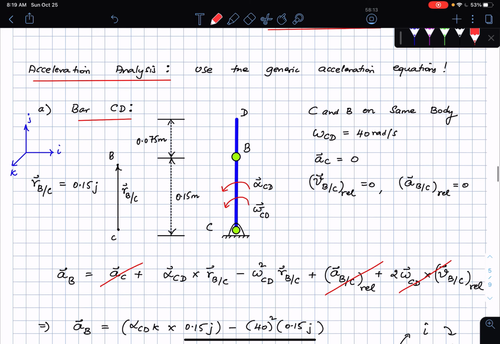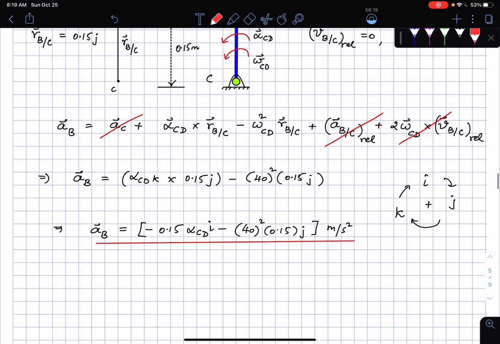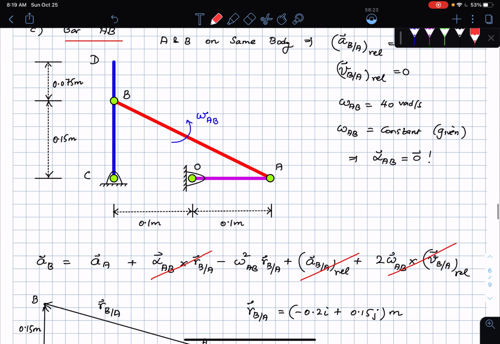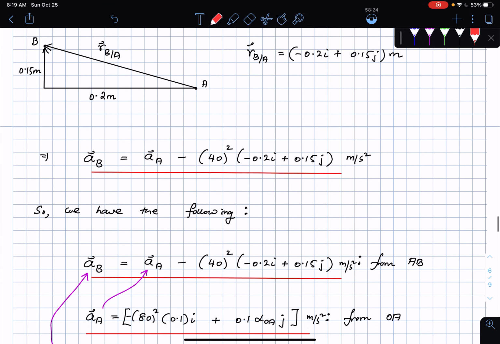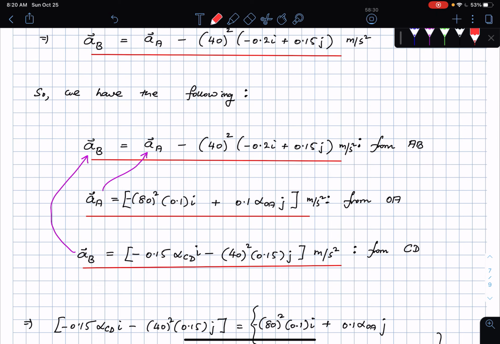Then I do the acceleration analysis the usual way. Collect the acceleration of B and relate that to C. Acceleration of A, relate that to O. Acceleration of B, relate that to A. And then combine all the terms, and I hope that everything works out. And it did work out.